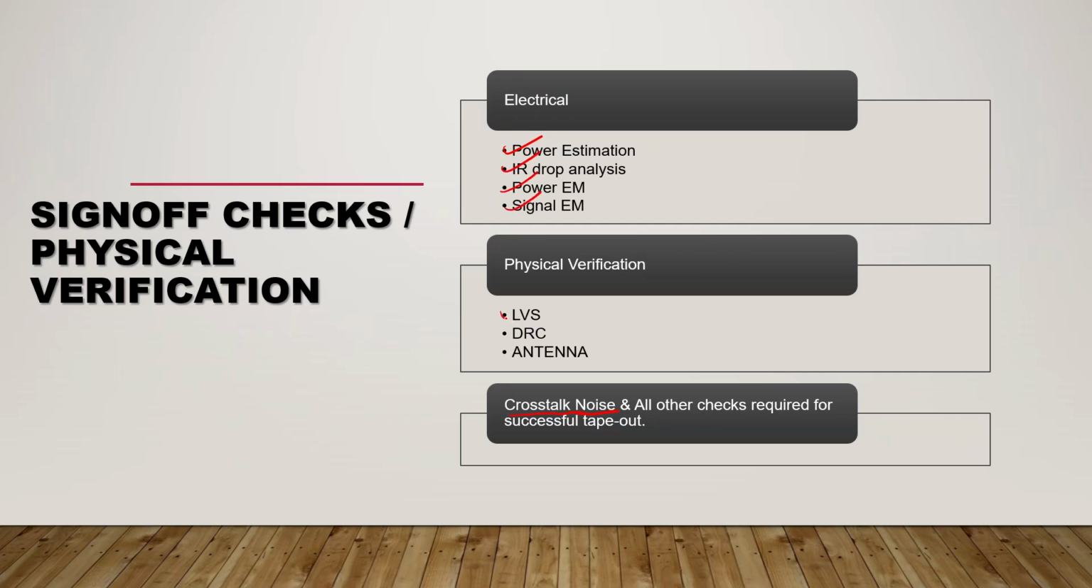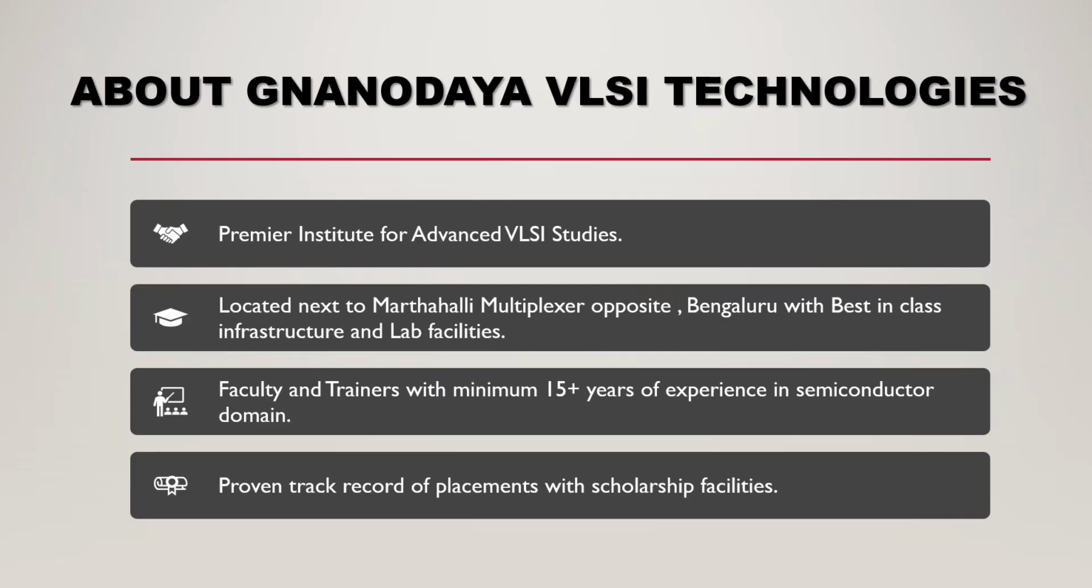In physical verification you have LVS, DRC, antennas. Some inbuilt antenna verification is also there in the physical verification. And there should not be crosstalk. Other checks should be there. After completing the other checks you need to tape out. So this is nothing but sign off.